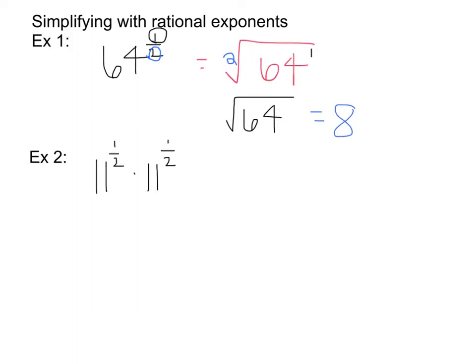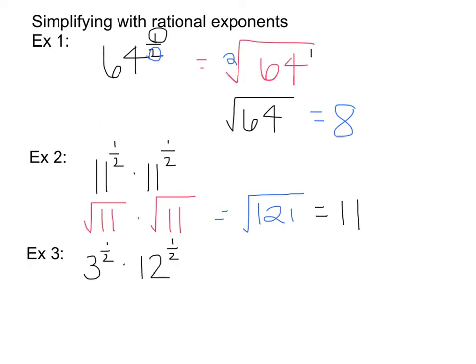Our second example has 11 to the 1/2 power times 11 to the 1/2 power. So again, we're going to use our rule. We just learned that we don't have to write the 2 on the outside, and we don't have to write the 1 underneath. So then you multiply the square root of 11 and the square root of 11, which is the square root of 121, and the square root of 121 is 11.